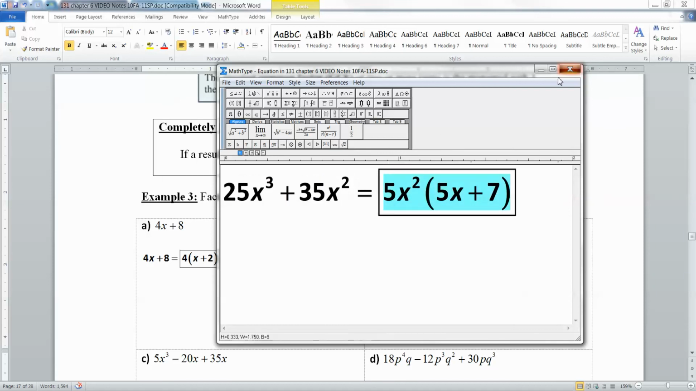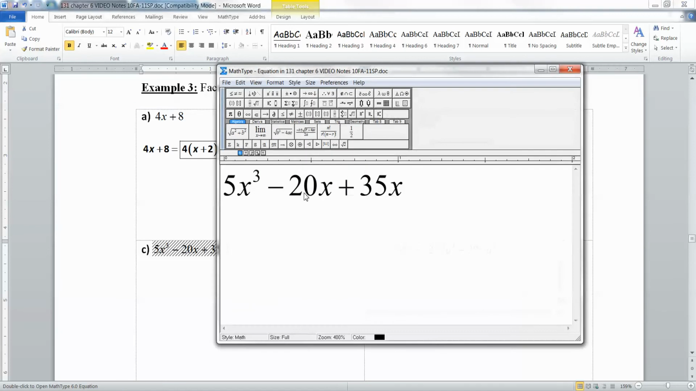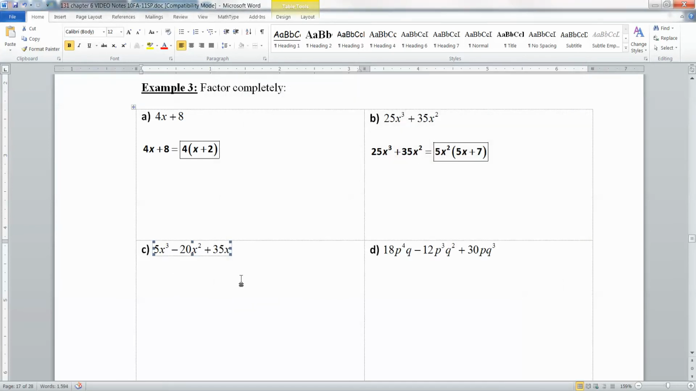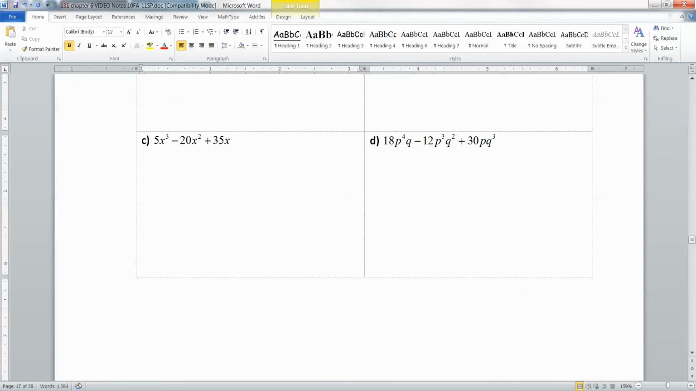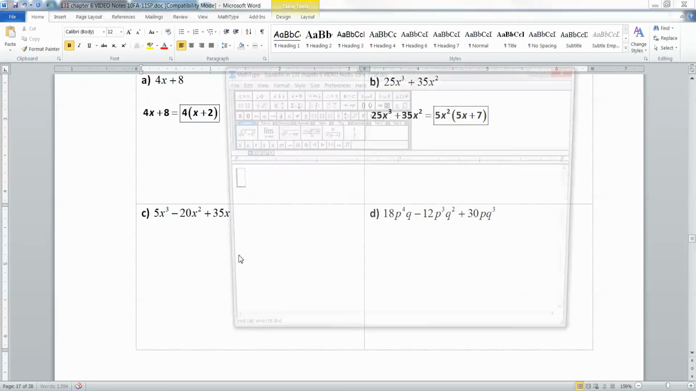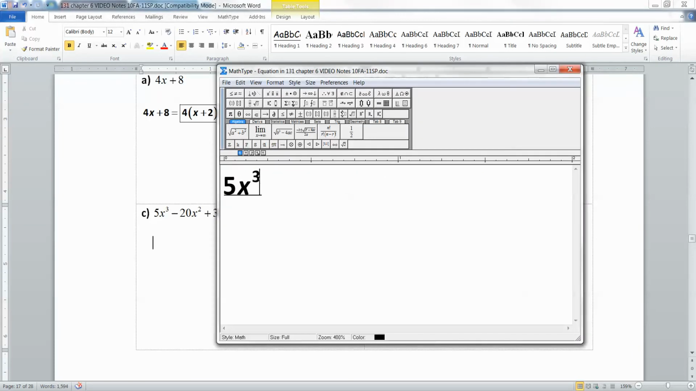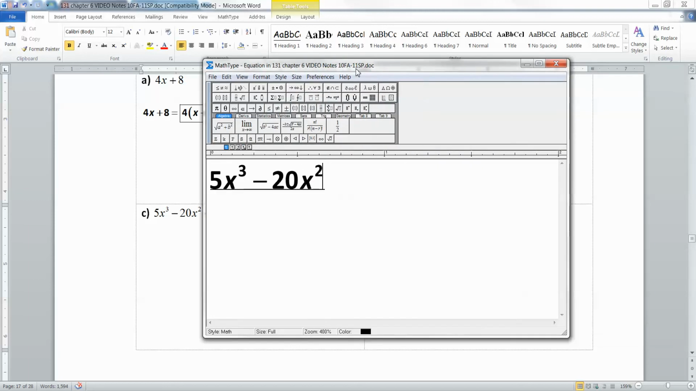Next. Now there's a typo in the next one, I'm sorry. This should be a squared in the middle term. I apologize. So it should be squared. So it's 5x cubed minus 20x squared plus 35x. All right, so let's see here. What could come out of all of them? Well, a 5, because 5 divides into 5, 5 divides into 20, 5 divides into 35.